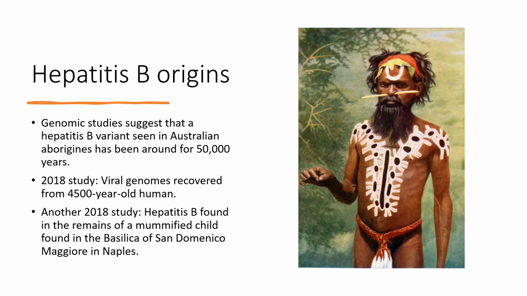Another 2018 study of the remains of a mummified child found in the Basilica of San Domenico Maggiore in Naples concluded that the child who had lived in the 16th century had a form of hepatitis B and that the virus was closely related to modern variants.